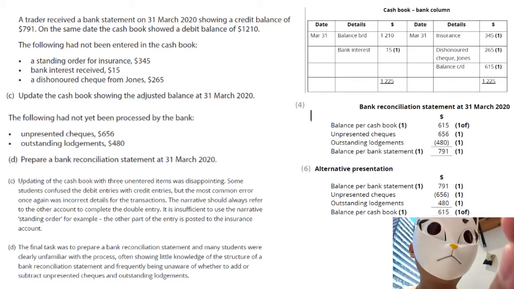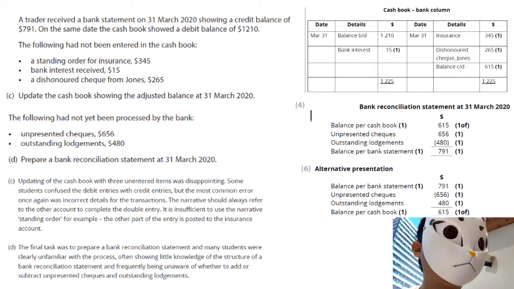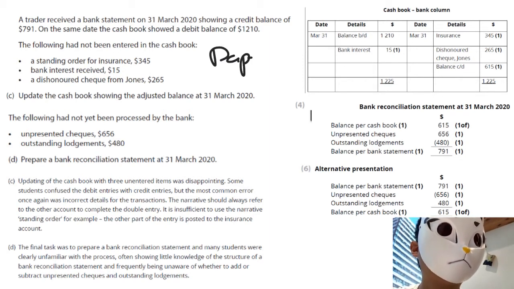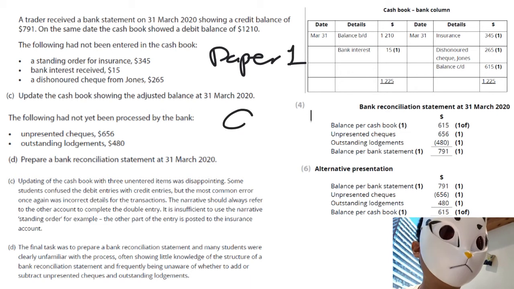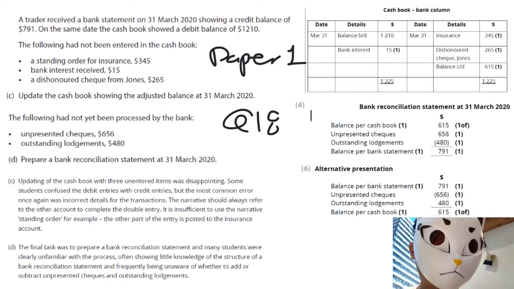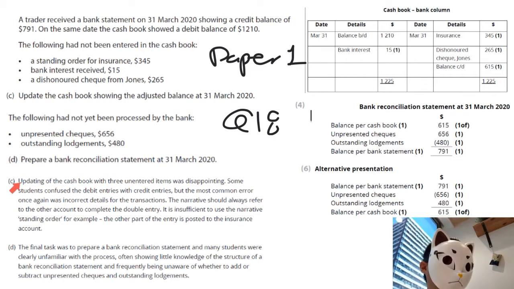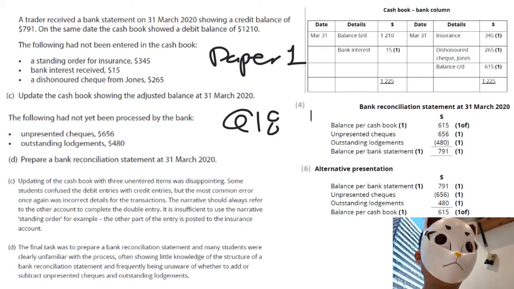Let's come to the last part for paper 1, Question 18. As indicated in the exam report, candidates did not do well in part C and D. For part C, candidates need to do a cash book. So let's take a look at how to do it.